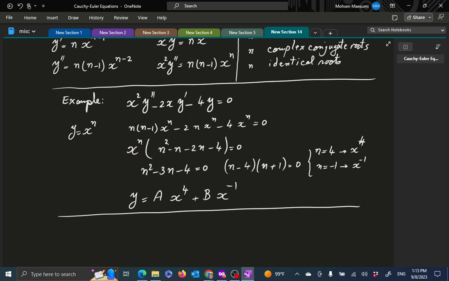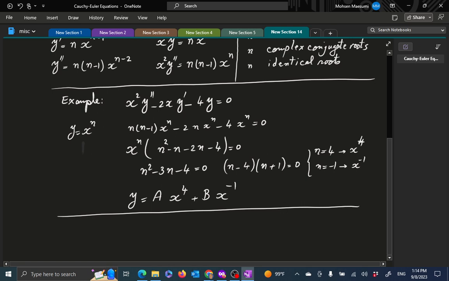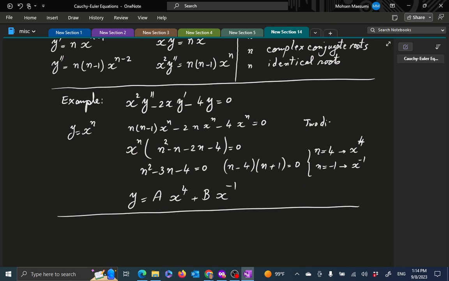Every now and then we come across cases when we have two identical roots. In that case we cannot just copy this twice and say that's a solution, because you could just factor out x to the power of 4, or whatever power it is, and merge them into one solution. So what is the second solution in that case? To see an example of that, let's go ahead. This was an example that led to two distinct roots.